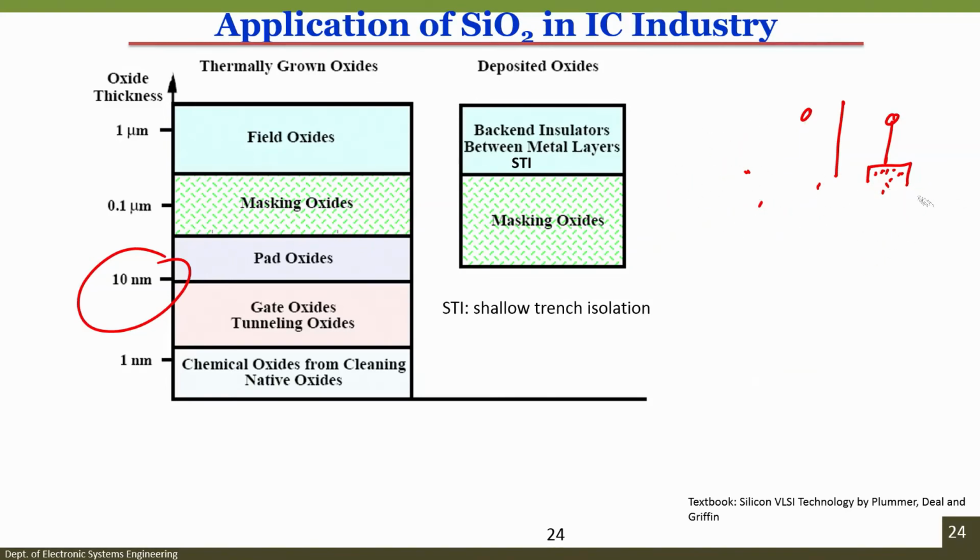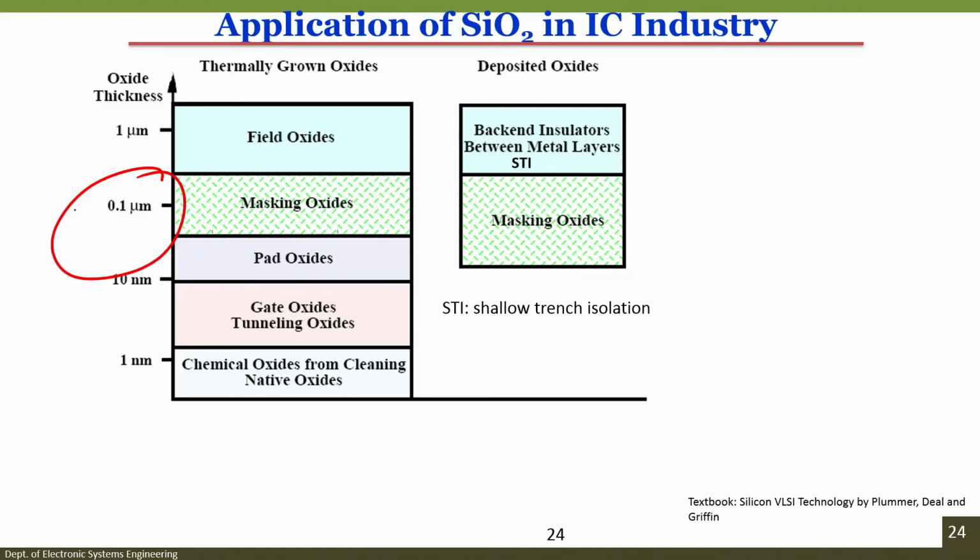Now, let us go to the next step. The next step is your 0.1 micron masking oxide. What does masking oxide mean? Let me give you an example.